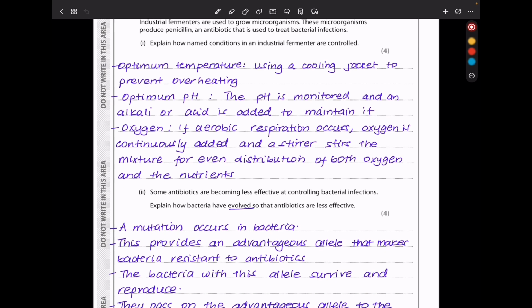For oxygen, if the conditions are aerobic, oxygen is going to be continuously added, and then a stirrer is going to be used to mix for even distribution of the oxygen that has been added. Also for nutrients, there is addition of nutrients that occurs, and again the stirrer is going to mix the nutrients for even distribution within the culture medium.